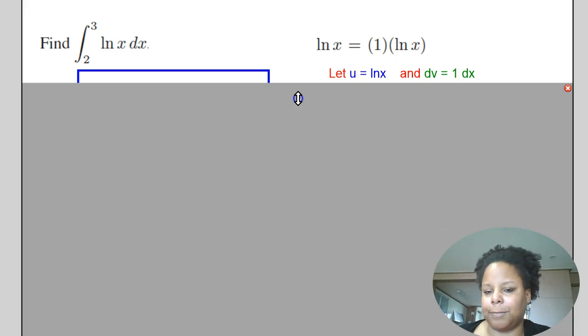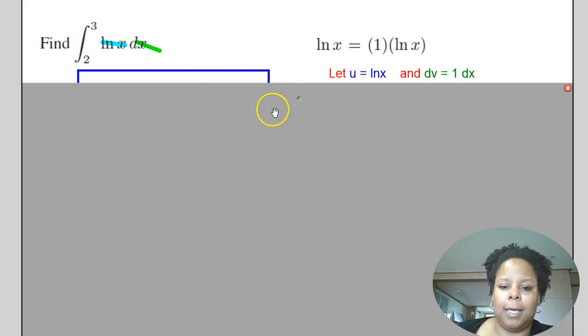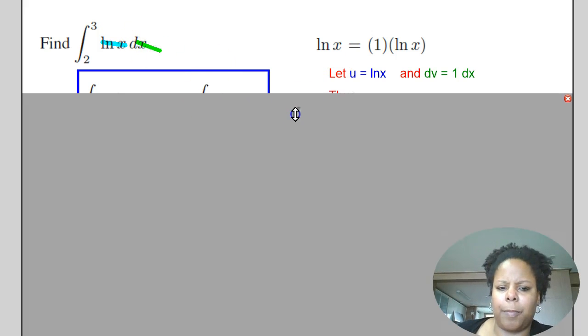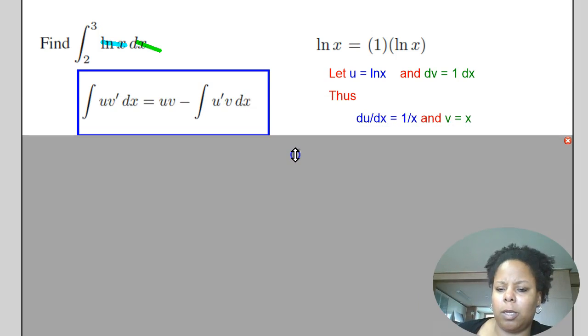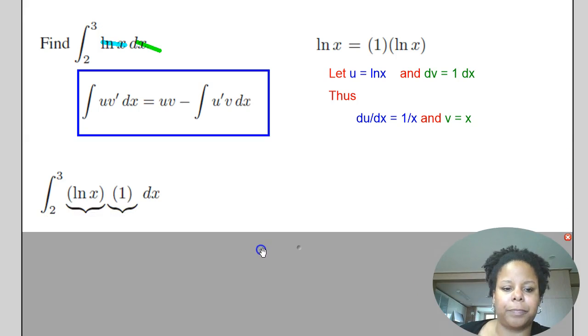Okay? So now I can replace this with my u, and then dv right here. Okay? And so then using integration by parts, I need to determine du dx, which is easy. It's 1 over x. That's a popular integral. And then the integral of dx, which is just x. And so I have this statement right here.